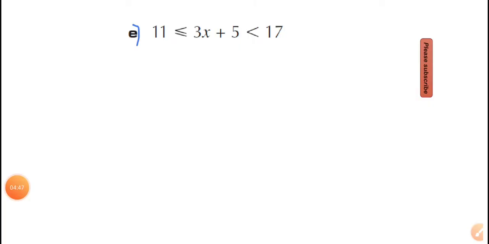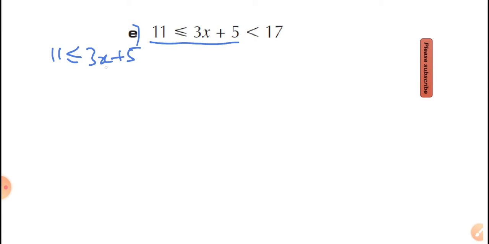So with question E again, we're going to look at it in two halves. The first half is this bit here. So I'm going to copy this down here. 11 has to be less than or equal to 3x plus 5, or 3x plus 5 has to be equal to or greater than 11.